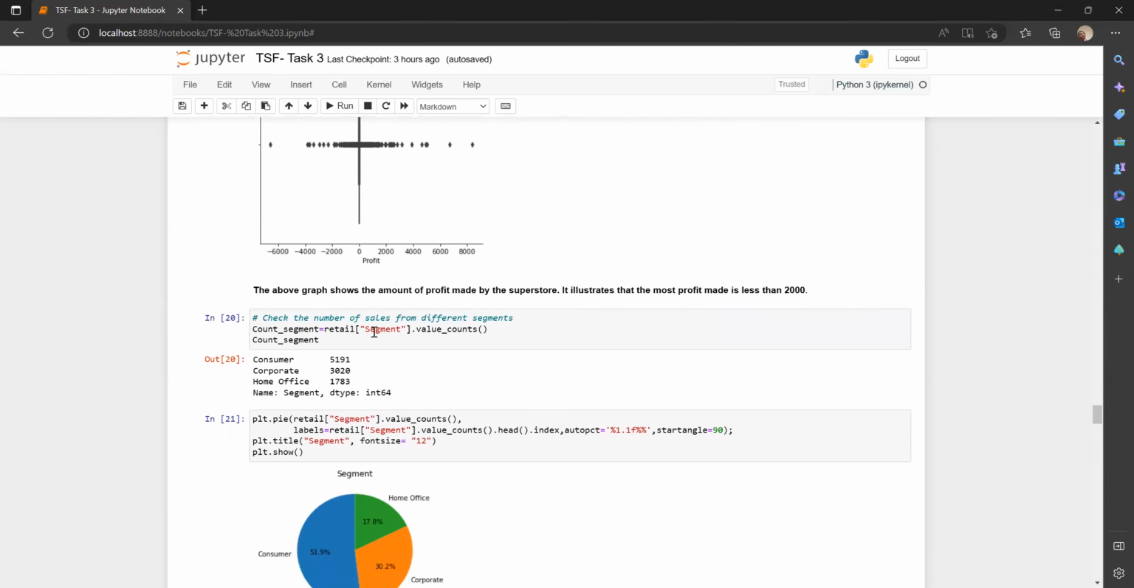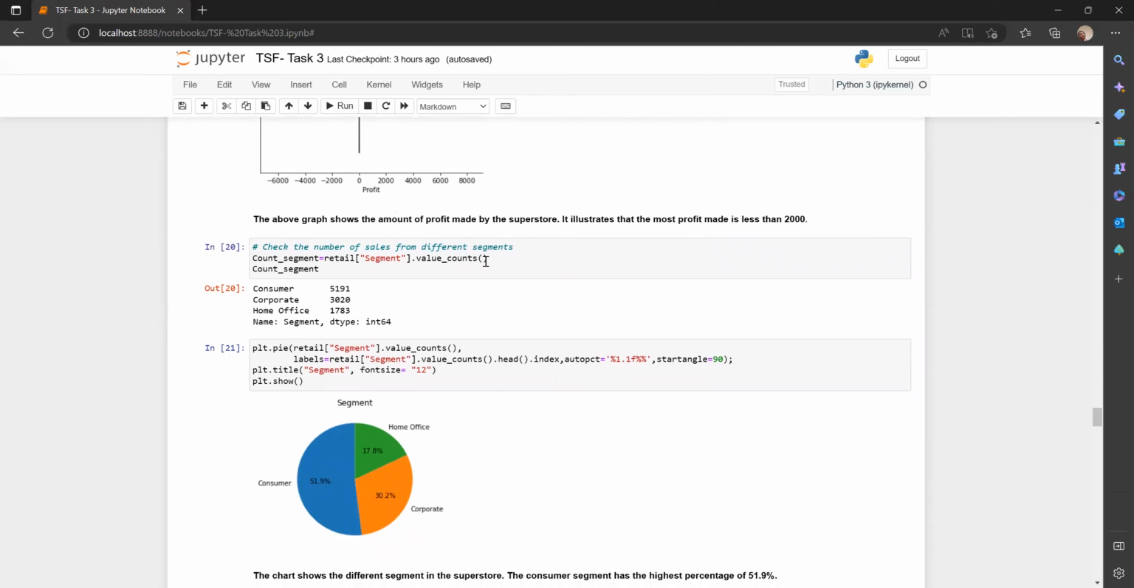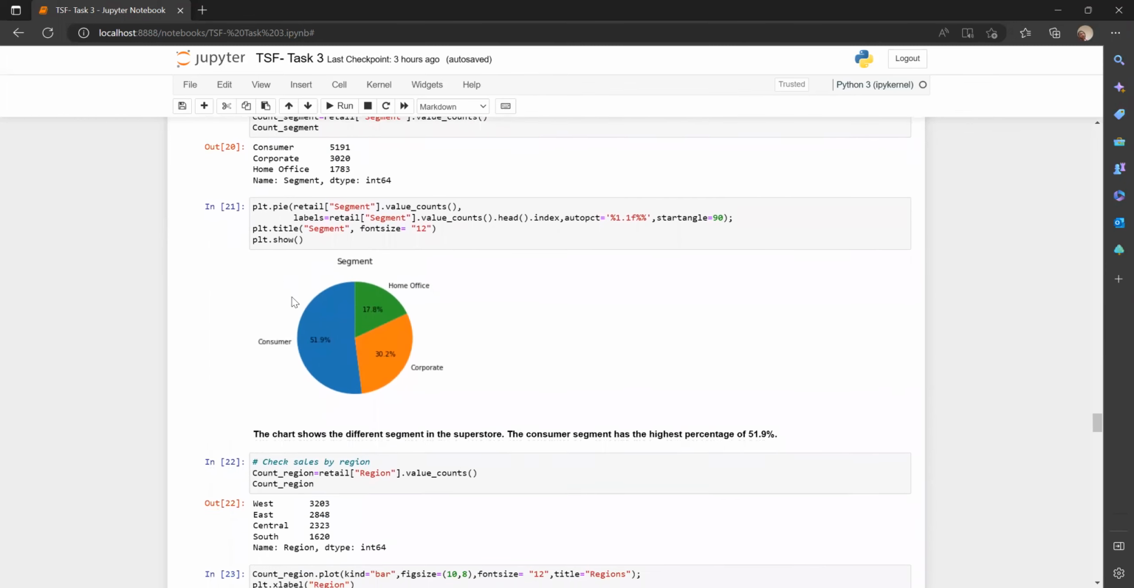Next thing I did was to check for the number of sales from different segments. The number of sales coming from the consumer segment is 5,191, and the home office has the least number of sales, which is 1,783. I proceeded to plot a pie chart to show this representation in percentage. And we can also see that the consumer segment has the highest percentage of 51.9%.